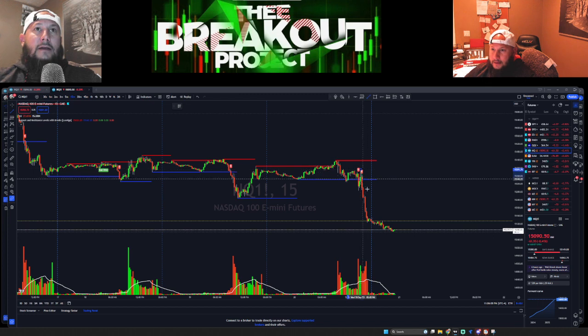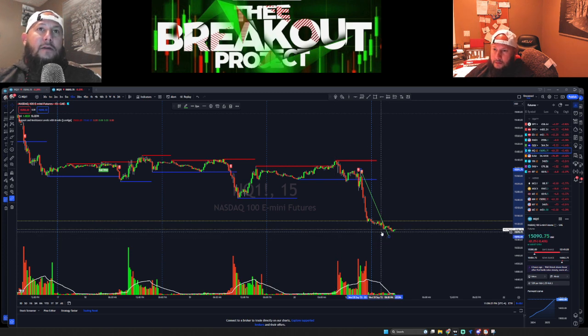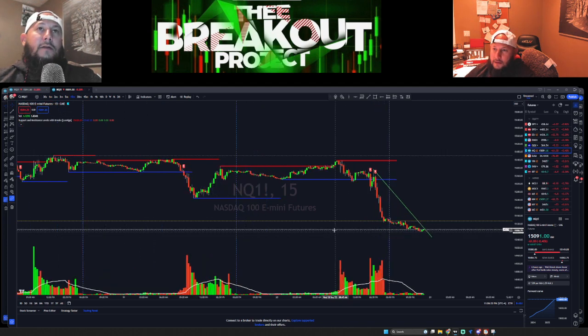I'm going to take a line like this, and I'm going to draw it down to right there. That right there is an area where you'll notice that there was a base here. See, we came down, came back up a little bit, came back down.